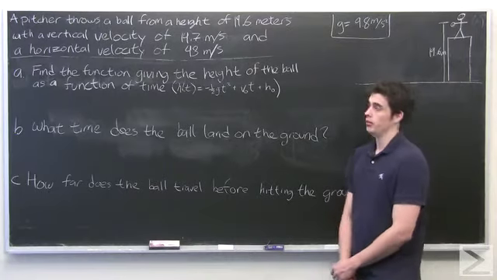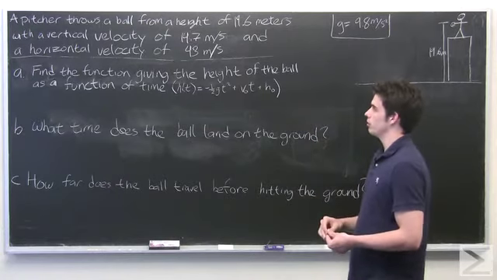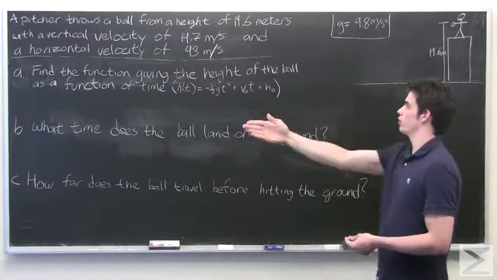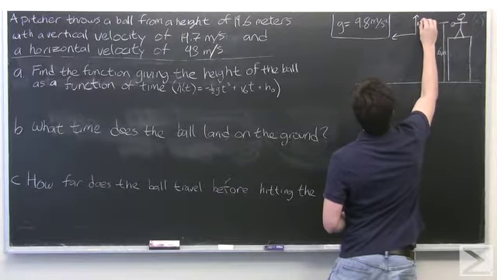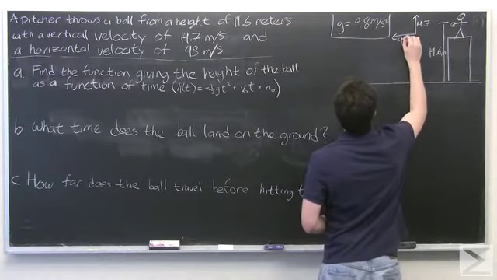In this problem, we're given a situation in which a pitcher throws a ball from a height of 19.6 meters with a vertical velocity of 14.7 meters per second and a horizontal velocity of 43 meters per second. So, I've drawn a little diagram here, just to give us some arrows, to give us an idea of what the ball is going to be traveling when it is first thrown. So we know the vertical is 14.7 meters per second, and the horizontal is 43 meters per second.